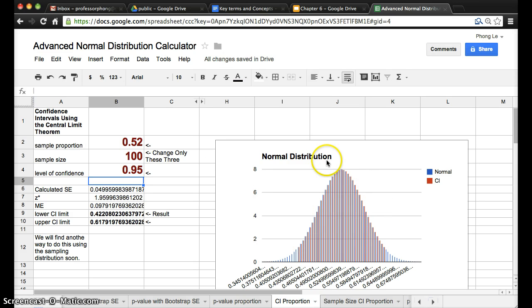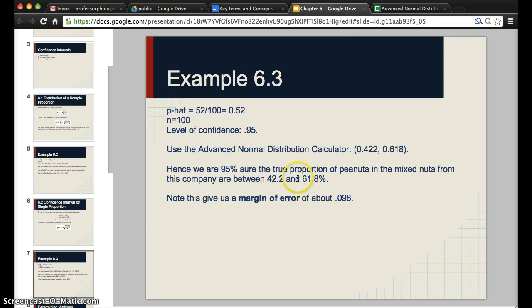And this is our confidence interval visually. We see that it's about 42.2% to 61.8%. That is, we are 95% sure the true proportion of peanuts in the mixed nut bag from this company is between 42.2 and 61.8%. Notice from our middle of 0.52, this gives us a margin of error of almost 10%.